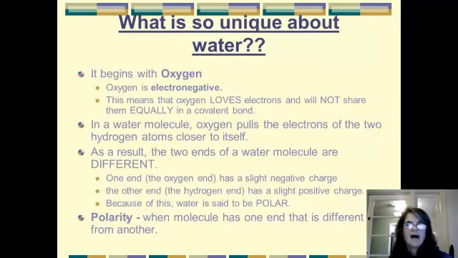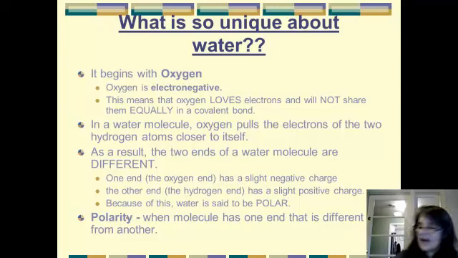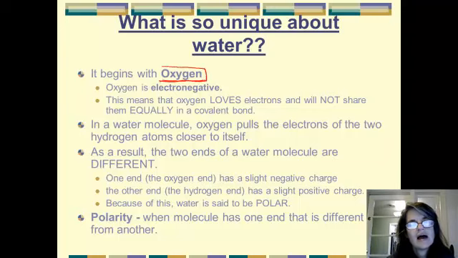Okay, all right, so what is so unique about water? Why water? Why not something else? Okay, and it boils down really to this atom here, oxygen, and the way it interacts with the hydrogens that are in a water molecule.